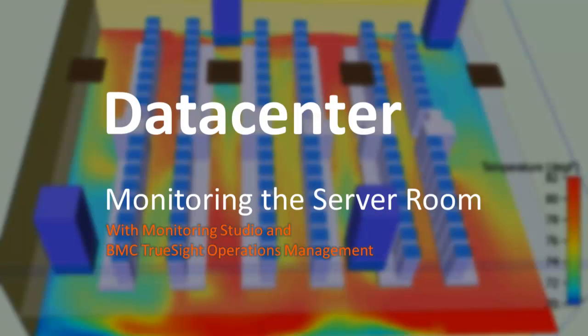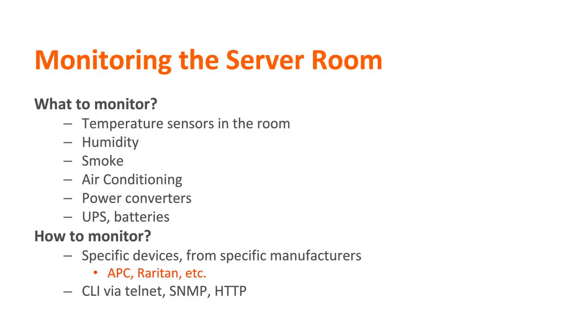We saw how to monitor the temperature of a server. Let's see how to monitor the entire server room with Monitoring Studio. And when we say server room, we mean the actual room. There are many things that are worth monitoring in the server room: temperature sensors, humidity, the presence of smoke, the air conditioning system, etc. To obtain this critical information, we can monitor specific devices from specific manufacturers.